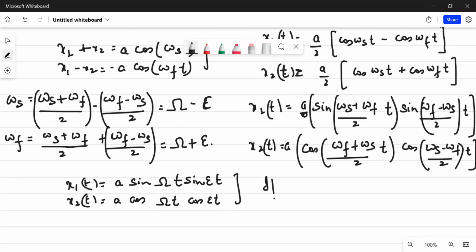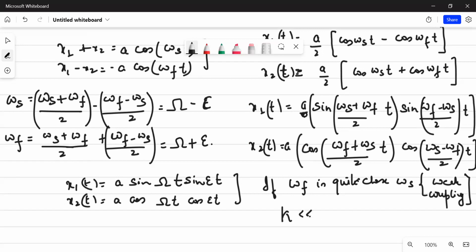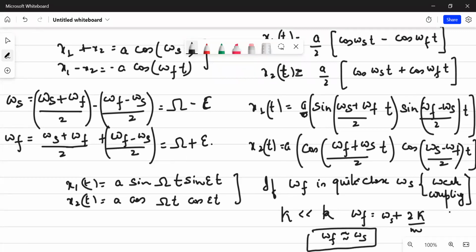Now, if omega f is quite close to omega s, that is in the case of weak coupling. In the case of weak coupling, this will happen because kappa is very, very much less than small k. So your omega f that I'm stating, that is equal to omega plus, or you can say omega s plus 2 kappa upon m, will be equivalent to saying that your omega f is almost equivalent to omega s, or like this increment is not that significant. So that increment I've already stated as epsilon.